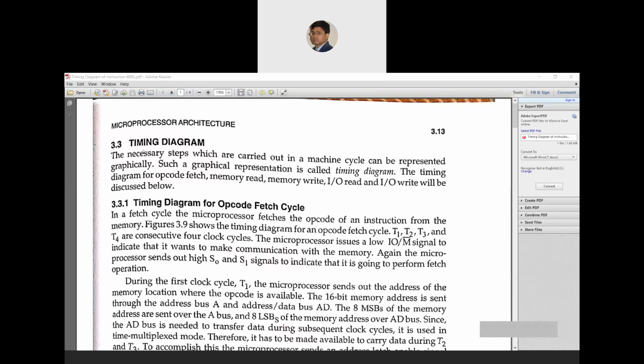So timing diagram. This is the topic of today. The introduction of this topic is like this: we have already understood that there are different kinds of instructions, and each and every instruction has different kinds of machine cycles, and each machine cycle has a different timing sequence. If I take the opcode fetch operation, then it requires 4 T states. 4 T states means 4 T diagram.